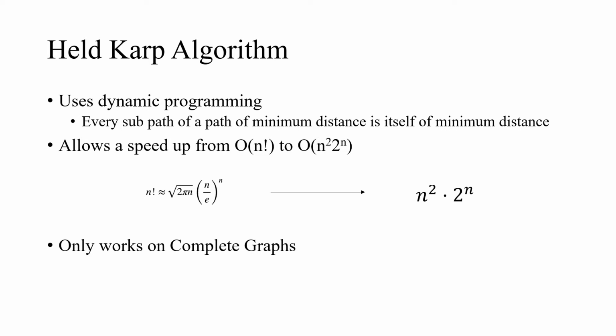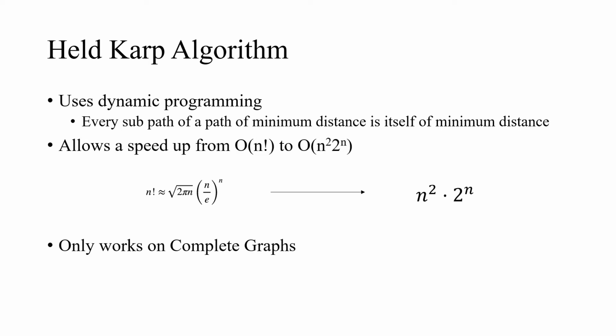This algorithm allows us to speed up from O(n factorial) to O(n squared times 2 to the power n). As we can see, this is a substantial speedup, as according to the Stirling approximation of the growth rate of n factorial, we are reducing our growth from almost an n to the power n function to n squared times 2 to the power n.